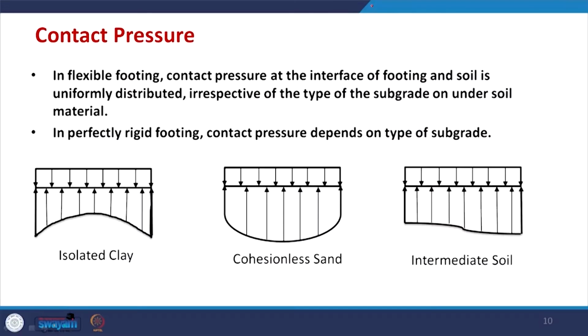But if you have the c-phi soil, where you have intermediate, meaning you have cohesion as well as the angle of internal friction, then it is more or less uniform, as shown in this next figure. So, the contact pressure is important, and thus this contact pressure variation governs the settlement.